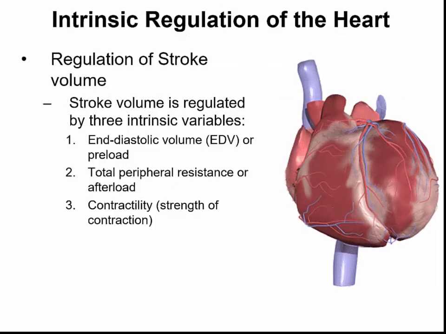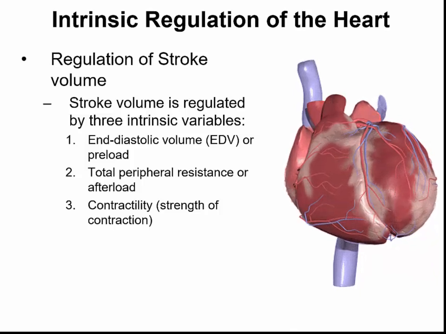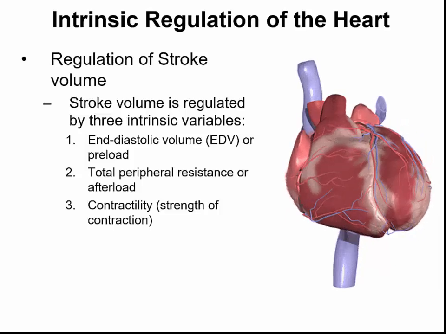So with intrinsic regulation, the stroke volume, or the amount of blood pumped out per beat, is regulated by 3 intrinsic variables. We have our end diastolic volume, or EDV, also called the preload. We have total peripheral resistance, or afterload. And we have contractility, or the strength by which the heart contracts. So let's go over each of these terms and make sure you have a good understanding of these.